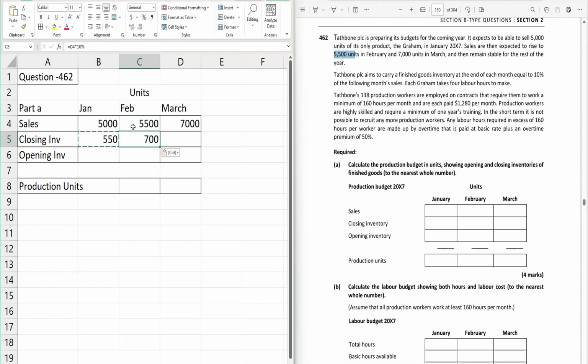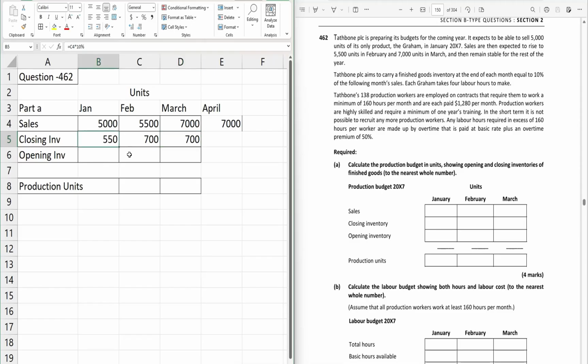Similarly, for February, we will take 10% of the March sales, and for March, we will take April. But do we know the sales value of April? It's 7,000. You might be wondering how I know that April sales will be 7,000. If you remember, the question says the sales will remain stable for the rest of the year. So for April, May, June, July, August, September, October, November, December, the sales will be 7,000. So 10% of 7,000 will be 700, which will be the closing inventory for the month of March. Now opening inventory. See, quite easy.